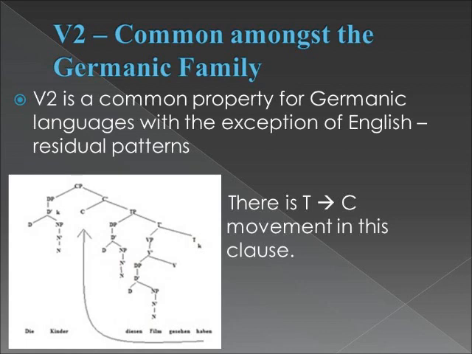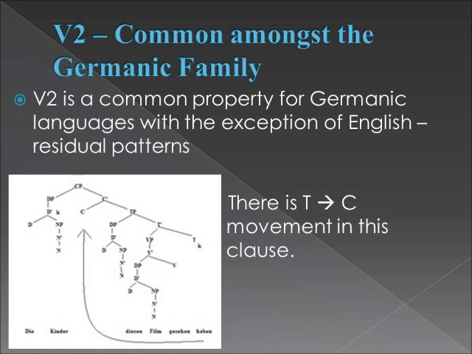But V2 is a common property for Germanic languages, as I said, with the exception of English, which has residual patterns. So you can see that there's another T to C movement in this clause. So an example of this is in Die Kinder haben diesen Film gesehen. So there's movement of T to C. So the T is at the end of the clause and it gets moved up into the C because there's nothing already in the specifier of C position, so it can move up gladly, thus satisfying the V2 factor of Germanic languages.